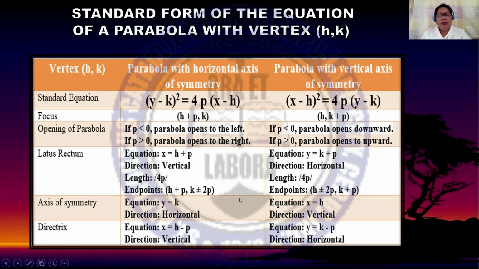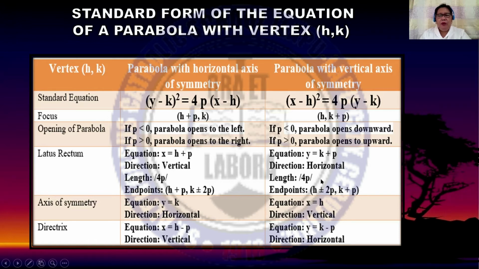And for the parabola with vertical axis, or the vertical parabola, we have the focus with coordinates h and k plus p. If p is less than 0, it opens downward. If p is greater than 0, it opens upward. For the equation of the latus rectum, we have y equals k plus p. The direction of the latus rectum is horizontal.